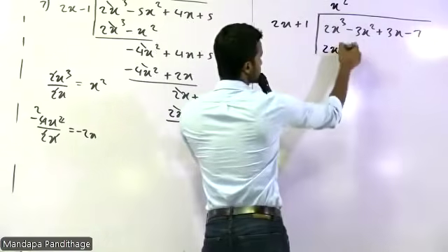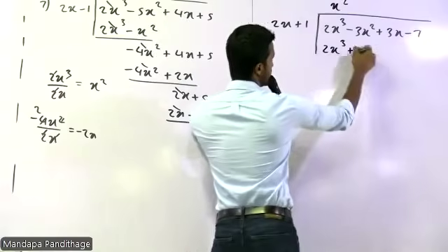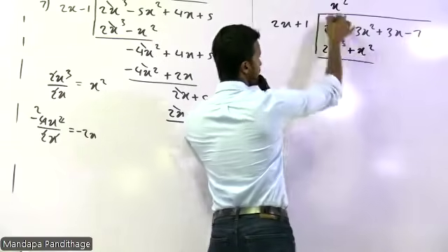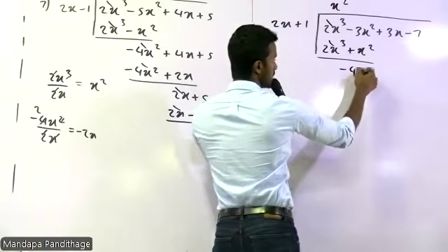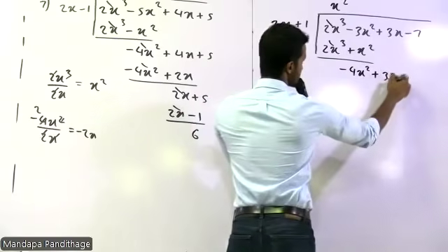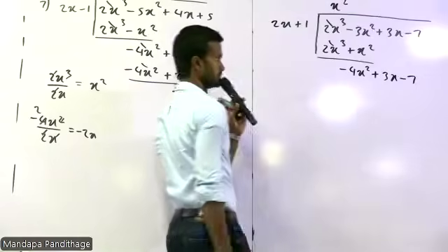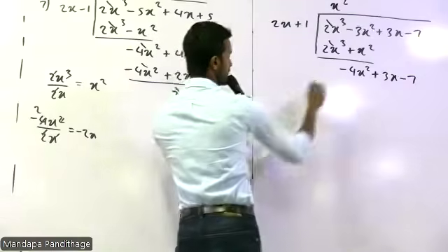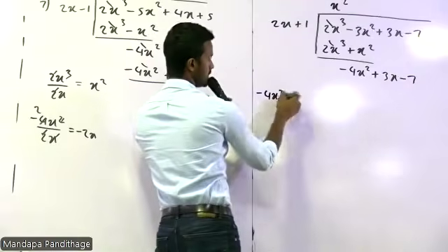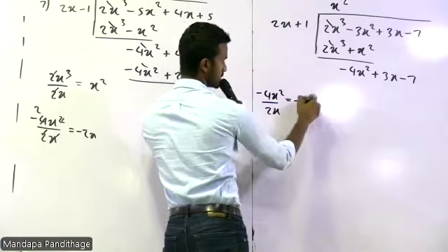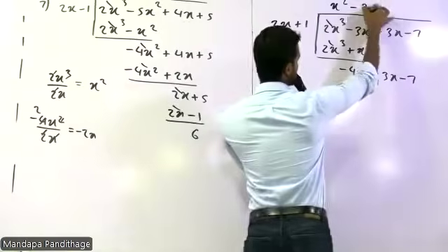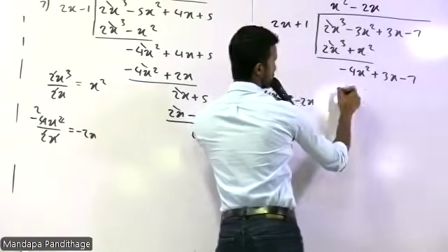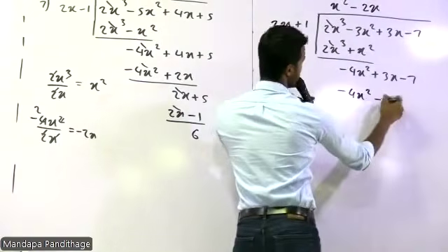Multiply, it's 2x cube plus x squared. Minus 3 minus x squared is minus 4x squared plus 3x minus 7. Okay, and now divide minus 4x squared by 2x. You are getting the answer minus 2x. So this becomes minus 2x. Minus 4x squared minus 2x.